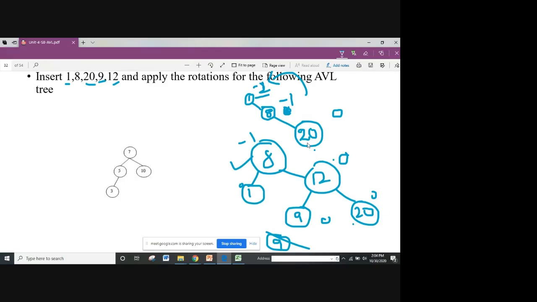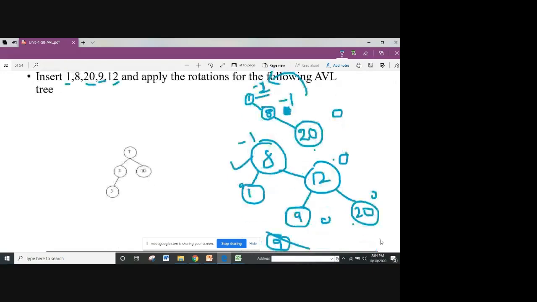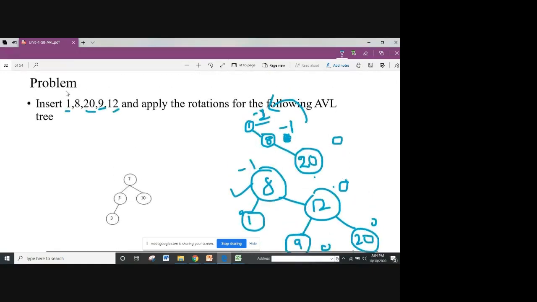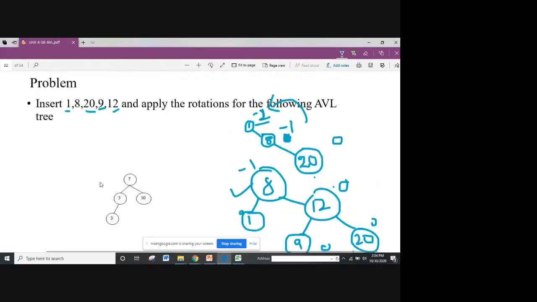Now it is balanced. Now I'm coming to this tree. Till now what I have explained is only with this. If it is a fresh tree, this is the way to do. Now if some partial tree is already given, I am going to insert one by one to find out how to balance the particular tree.